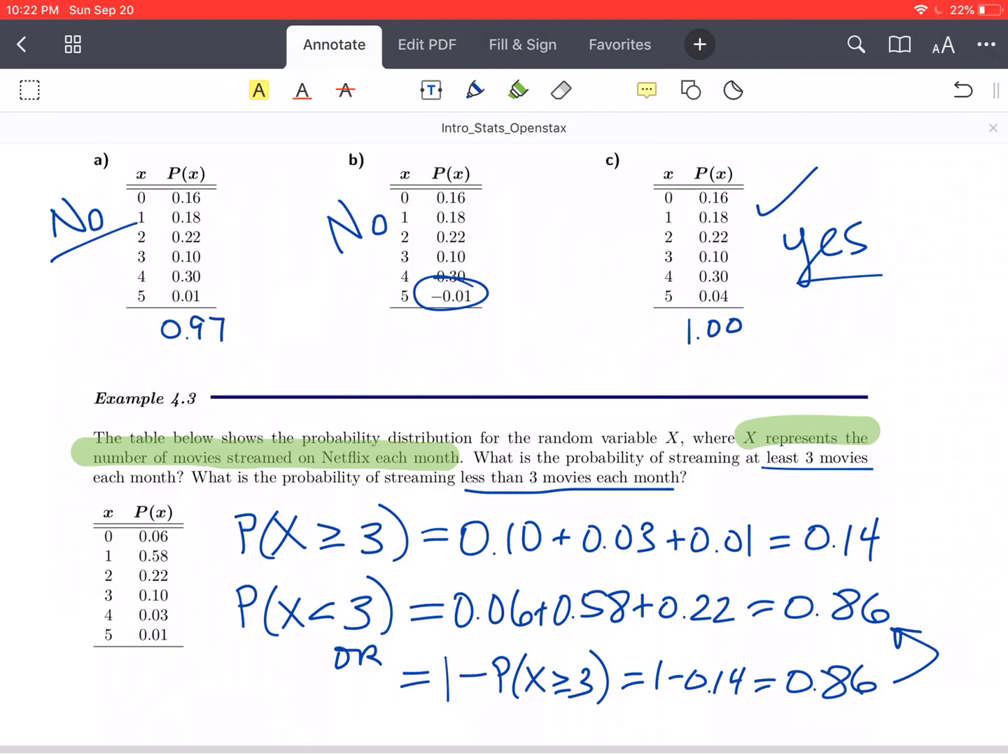And that brings us to the end of section 4.1. Just a quick start off to this chapter.